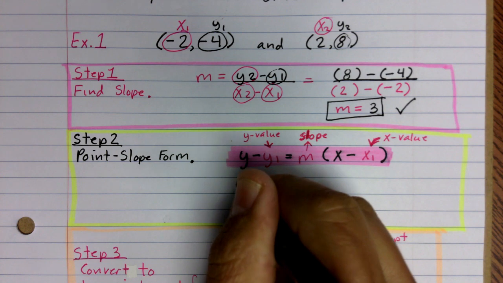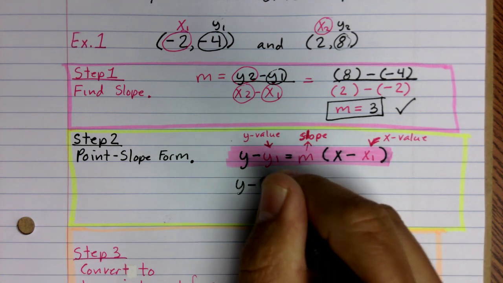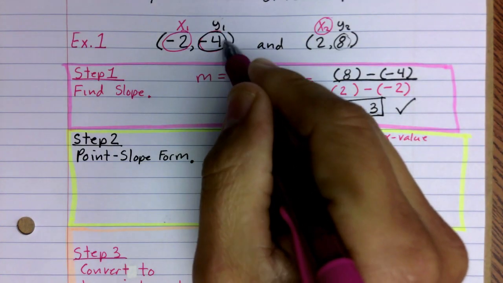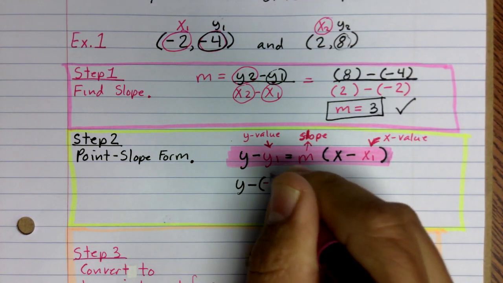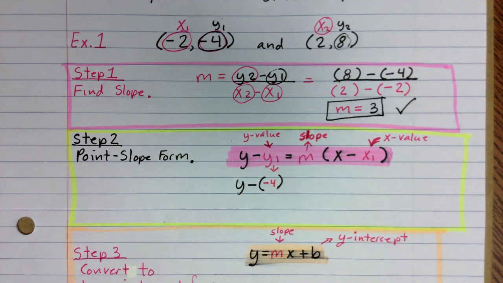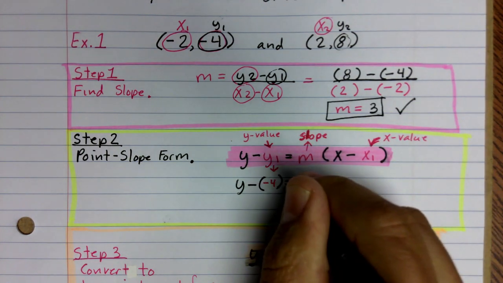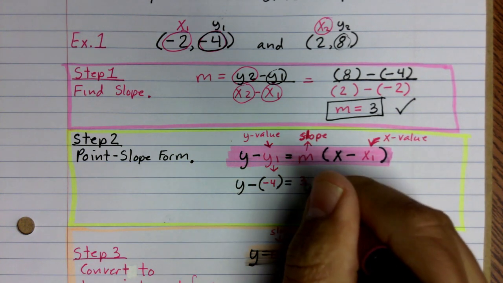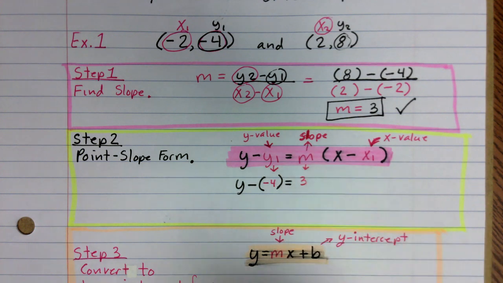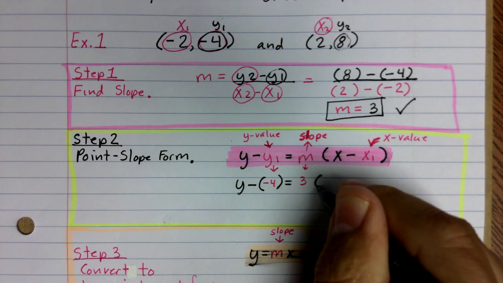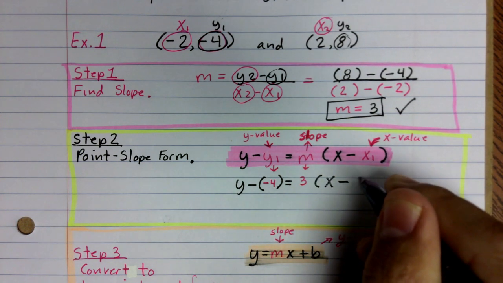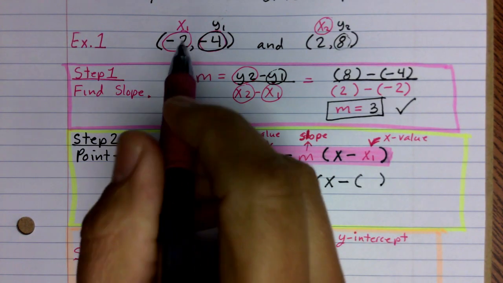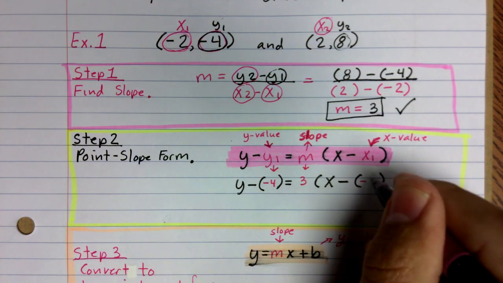So I'm going to rewrite this as y minus parenthesis, and I'm going to put my y1 value, which is this negative 4 right here, in place of it. And then I'm going to go ahead and put equals m, which our m is 3. So I'm going to go ahead and write a 3 right there, just replacing the m with the number that it represents. And then put my parenthesis, and then x minus my x1 value. And my x1 value from this ordered pair is -2. So I'm going to put a -2 in there.